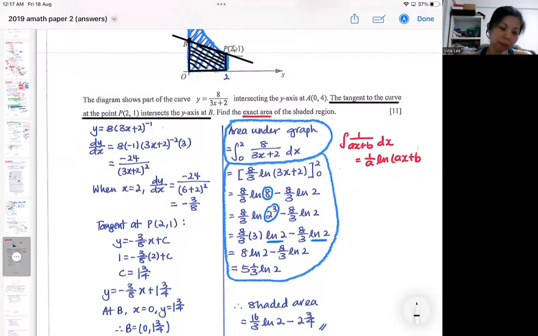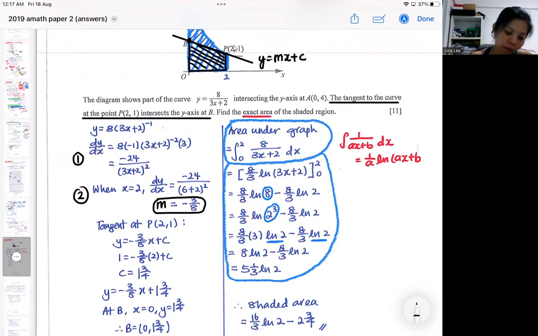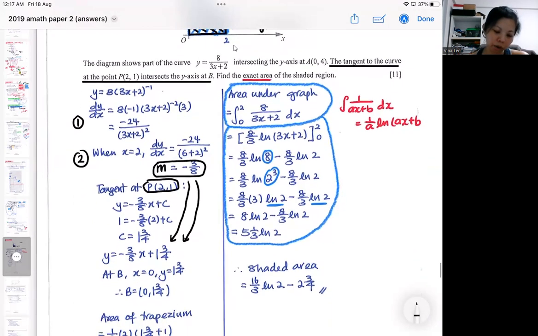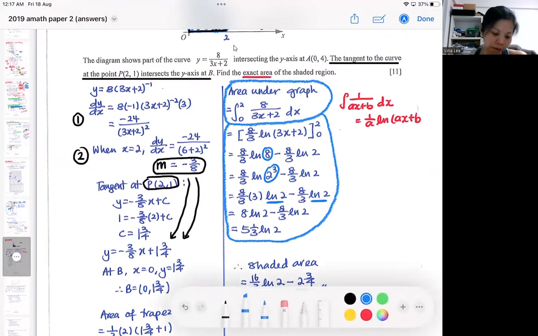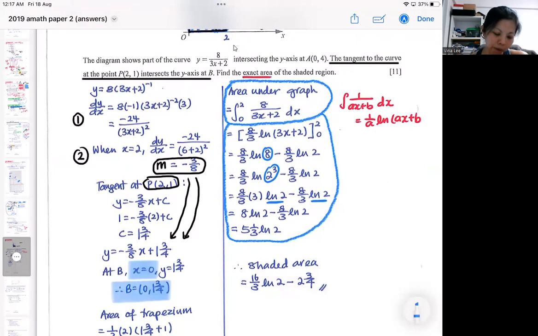So you need to go back to your steps of equation of tangent. The steps are: you need to get dy/dx, put in the value of x, and this will be your m. The tangent will be y = mx + c. So you get dy/dx, put in the value of x, and then using the coordinate here, you substitute into your mx + c. That will be the equation of tangent. And with the equation of tangent, B is the y-intercept. That's why we substitute x equals 0, and you get the coordinate of B.